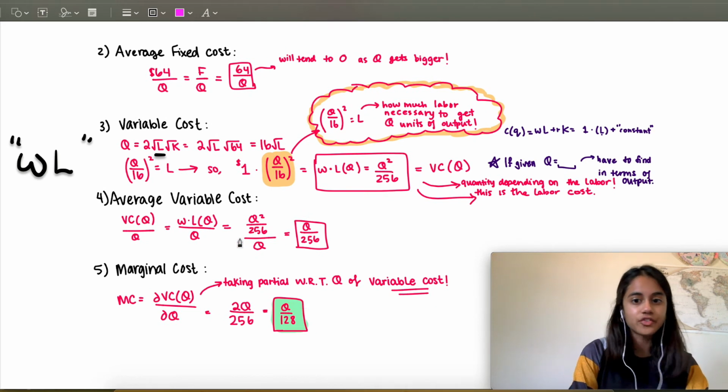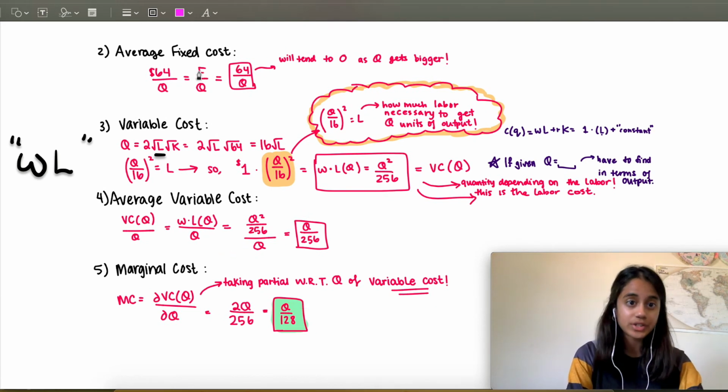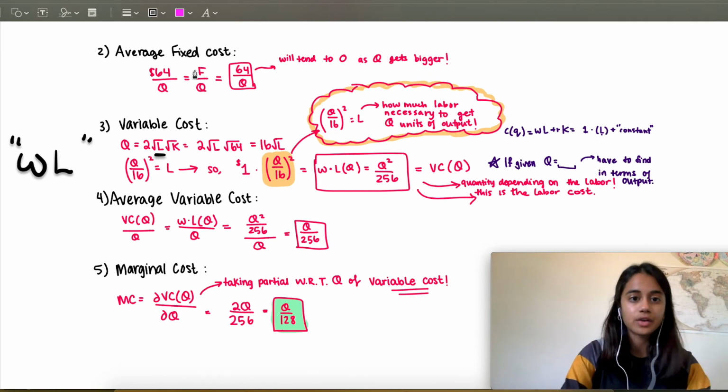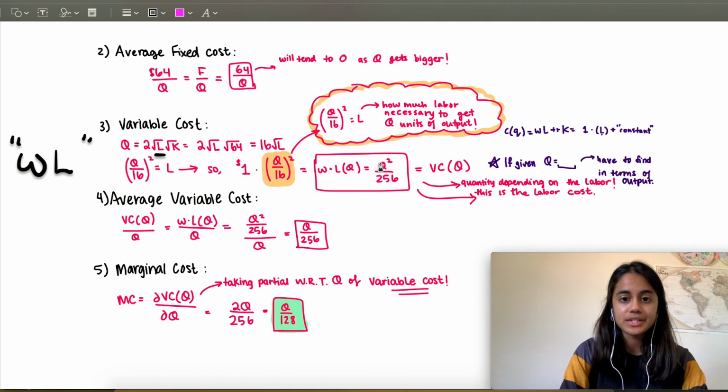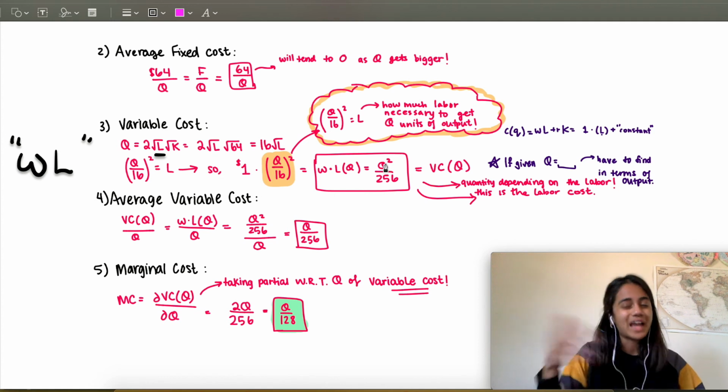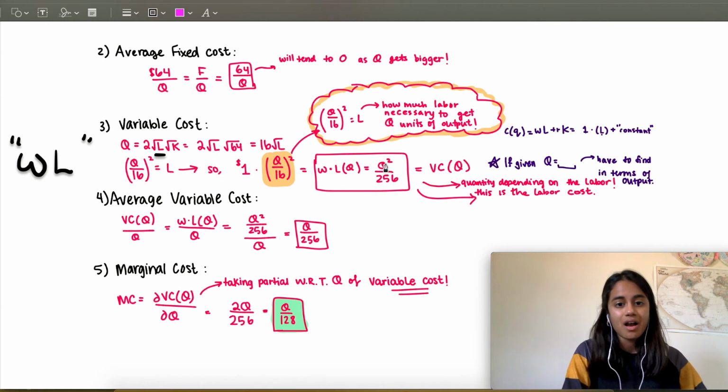So for the average variable cost, it's pretty easy, right? We worked on it with the average fixed cost, just divide it by the quantity, right? That's how you figure out averages in general. So all we did was Q squared over 256 divided by Q. That Q cancels out, right? And we end up with Q over 256.